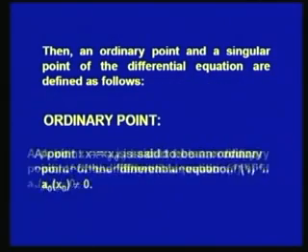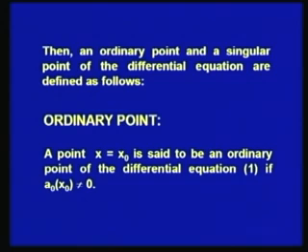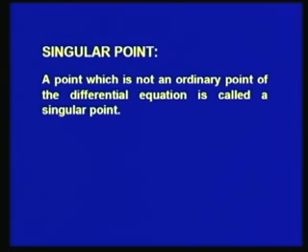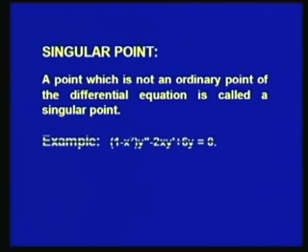Now let us define an ordinary point and a singular point of the differential equation. An ordinary point is defined as a point x equal to x0 for which a0(x0) is not equal to 0. A point x equal to x0 is said to be an ordinary point of the differential equation 1 if a0 does not vanish at x equal to x0. A point which is not an ordinary point of the differential equation is called a singular point.